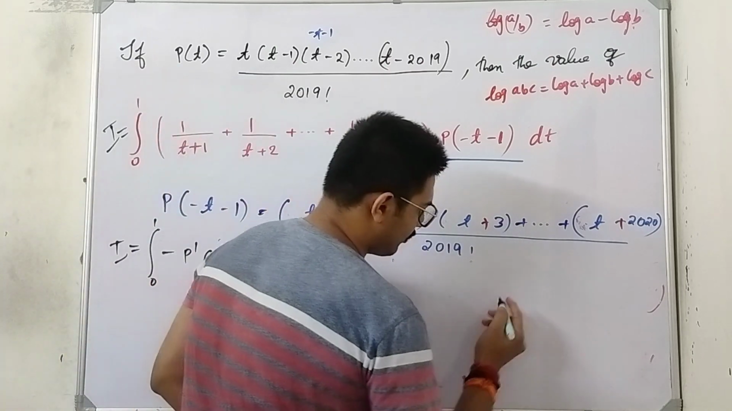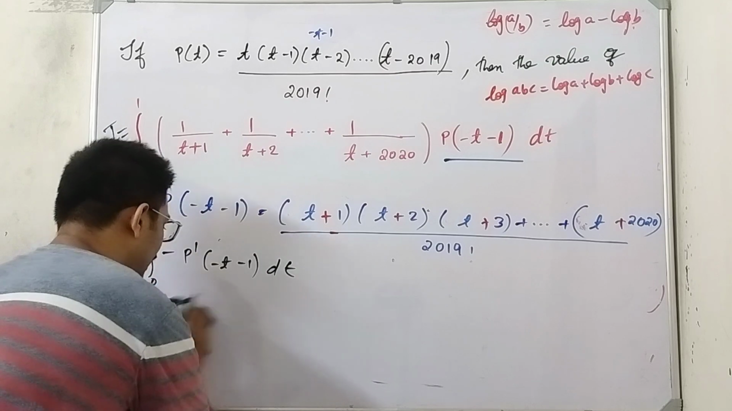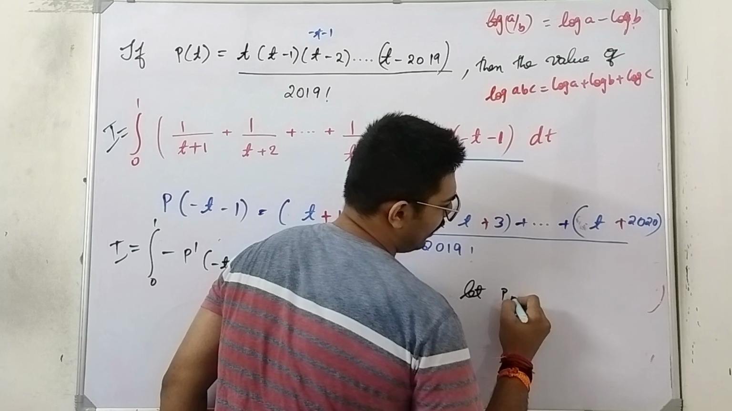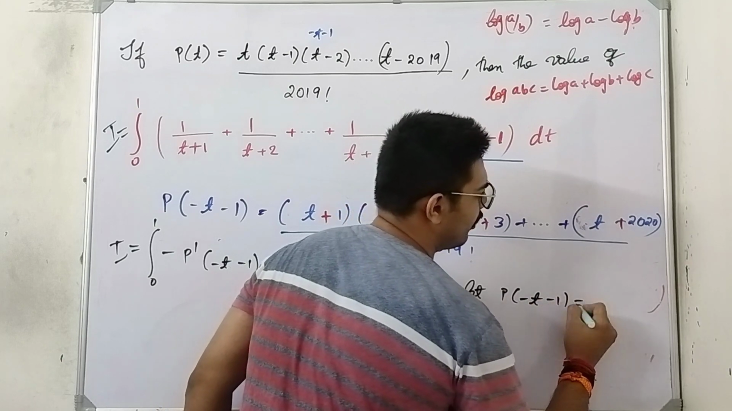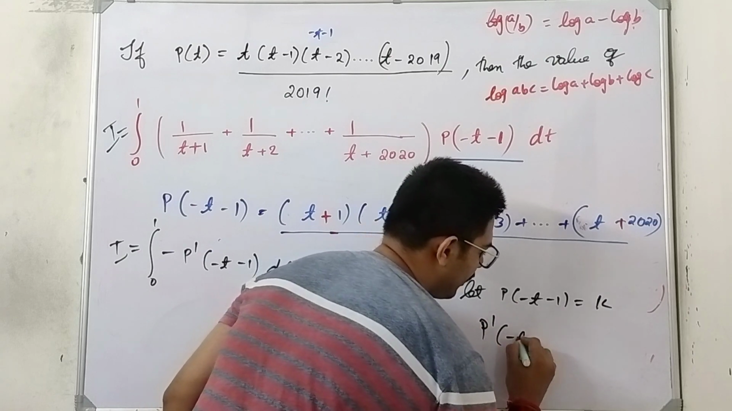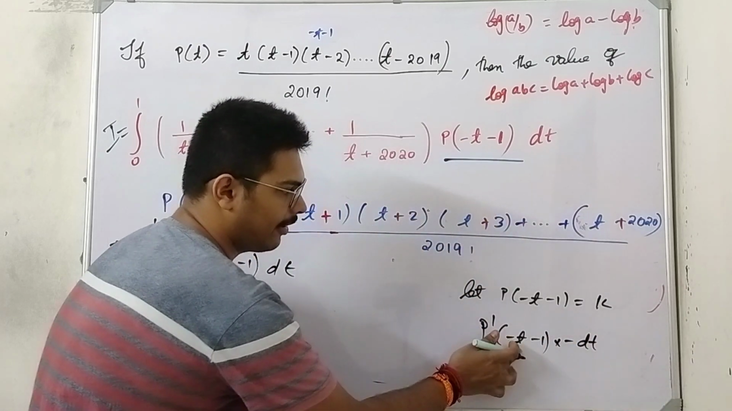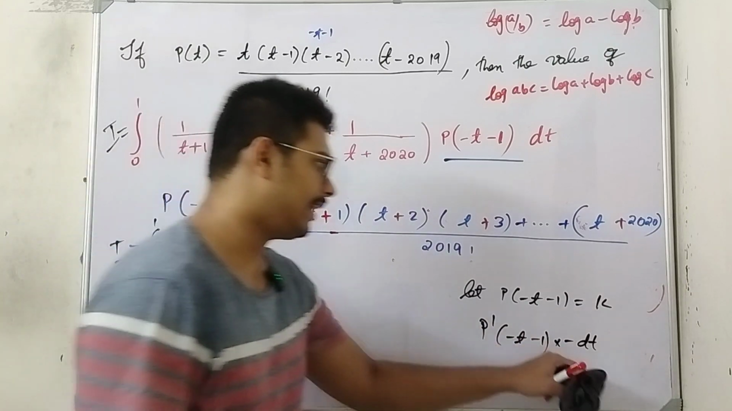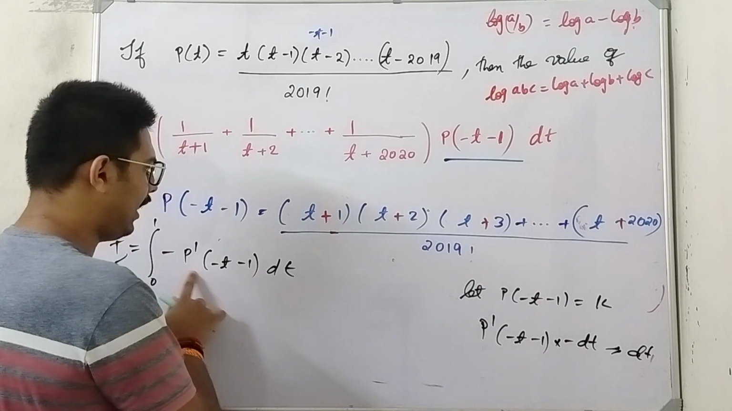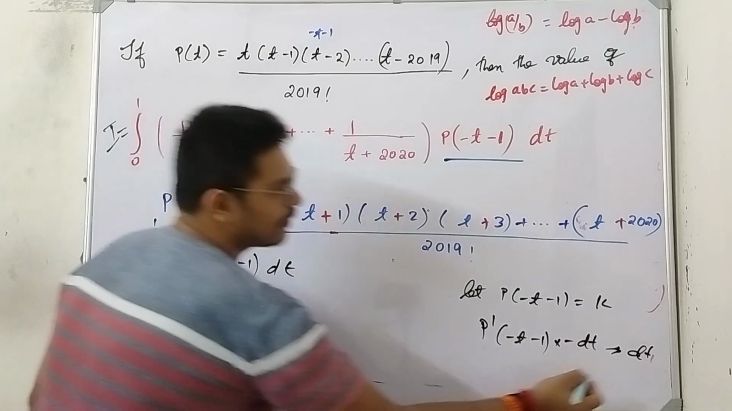Now I am putting one substitution. We can solve it as normal, or we can substitute. Let P of minus t minus 1 equal to k. What is the derivative of this quantity? It will be P dash of minus t minus 1 into minus dt. The derivative of minus t minus 1 will be minus dt equal to dk, which means minus P dash of minus t minus 1 dt will be equal to dk.